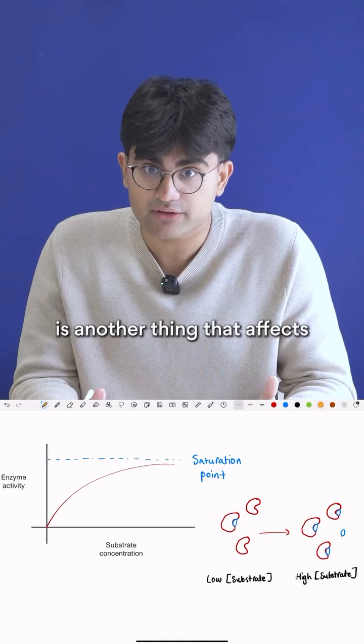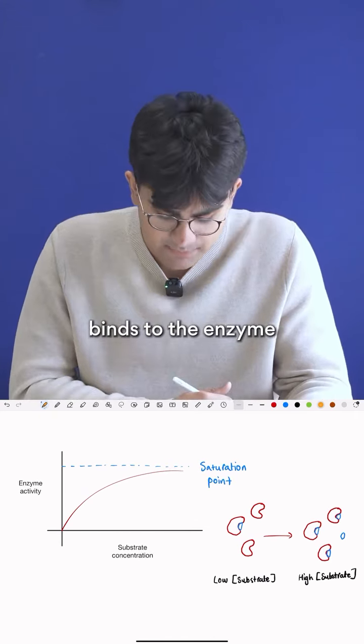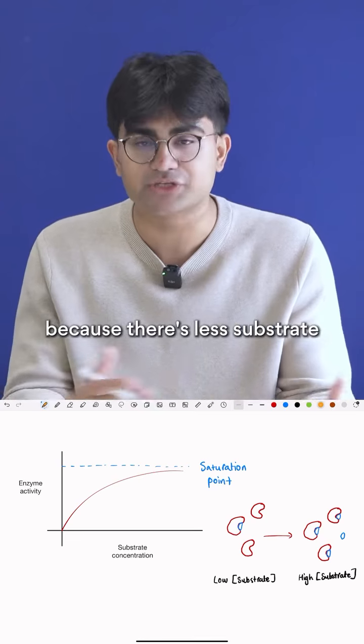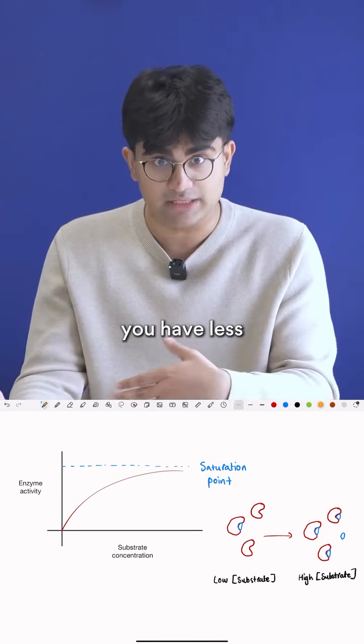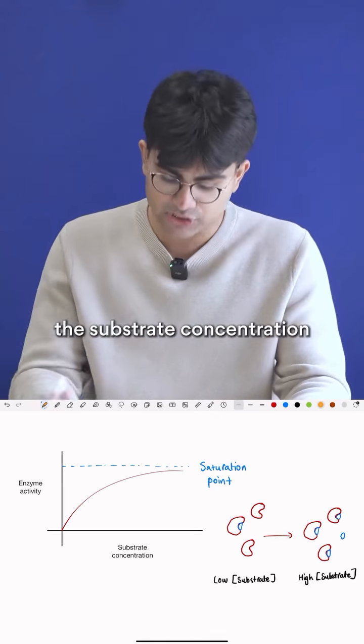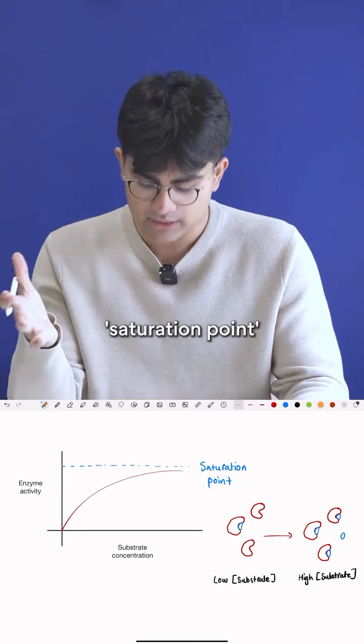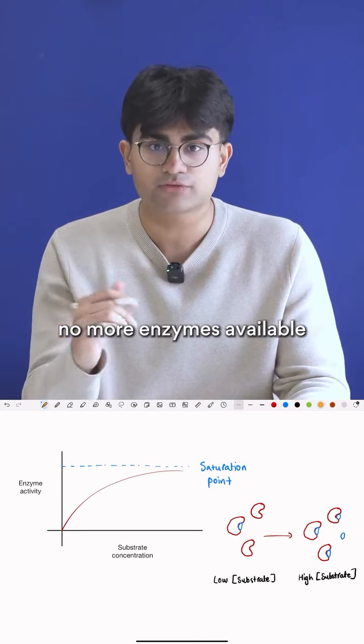Substrate concentration is another thing that affects enzyme activity. This refers to the concentration of the thing that binds to the enzyme. So obviously at lower concentrations, because there's less substrate for the enzyme to bind to, you have less chemical reactions and less enzyme activity. However, as we increase the substrate concentration, we get a higher and higher enzyme activity, until a point, which we call the saturation point, after which there's no more enzymes available for the substrates to bind to.